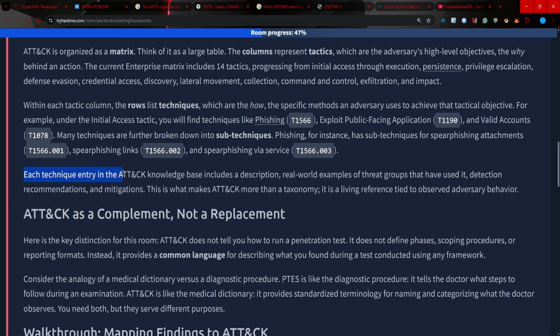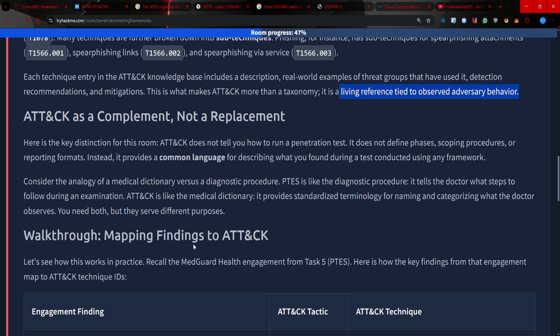Each technique entry in the ATT&CK knowledge base includes a description, real world examples of threat groups that have used it, detection recommendations, and mitigations. This is what makes ATT&CK more than a taxonomy. It is a living reference tied to observed adversary behavior. ATT&CK as a complement, not as a replacement.